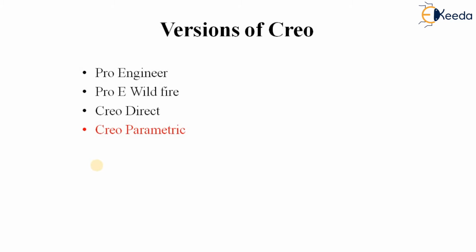In Creo we have different modules. One is called Creo Direct, Creo Parametric, and Creo Simulate. Currently what we are dealing with is Creo Parametric, which means using dimensions to create models. Creo Direct is used for creating freeform models.